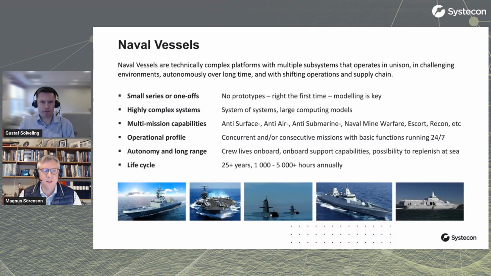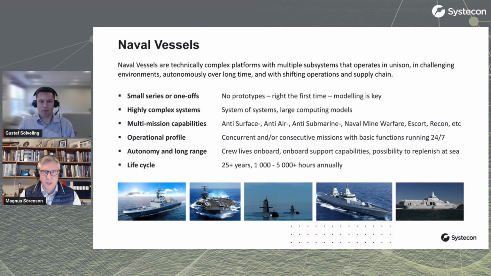So, diving right into it. Naval vessels or ships are among the most complex systems that exist in the world. The ship is essentially a platform with multiple different subsystems that are supposed to work together seamlessly in challenging environments and under harsh conditions, many times autonomously and for long periods of time.